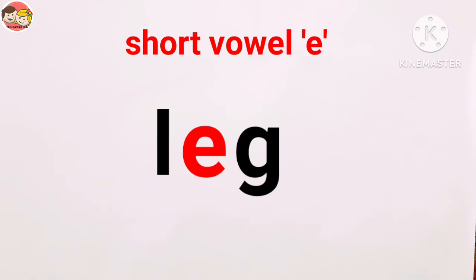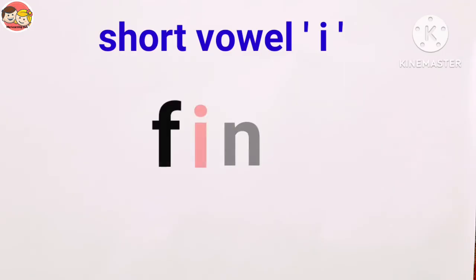Now let's move on to the short vowel E. The word is L-E-G. L, eh, G. Leg. So what's the word? Leg. Now let's look at the short vowel I. The word is F-I-N. F, ih, N. Fin. F, I, N.